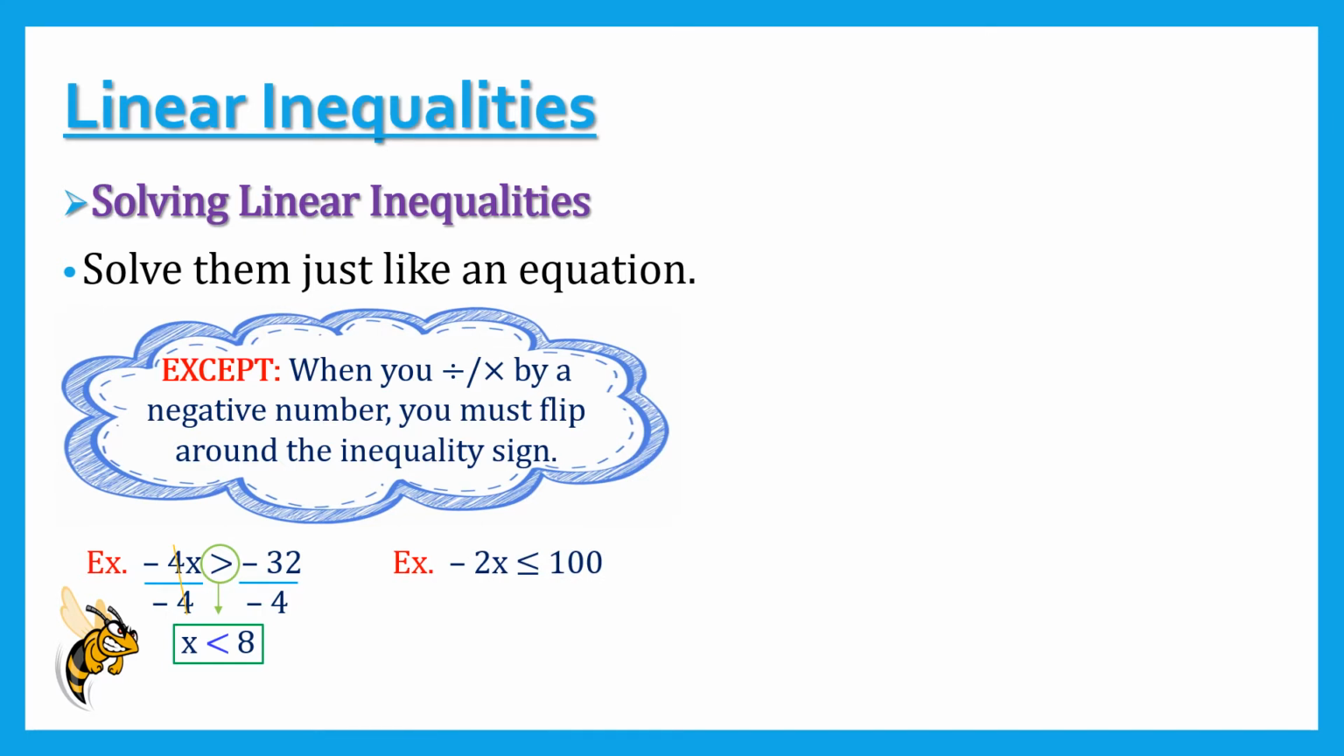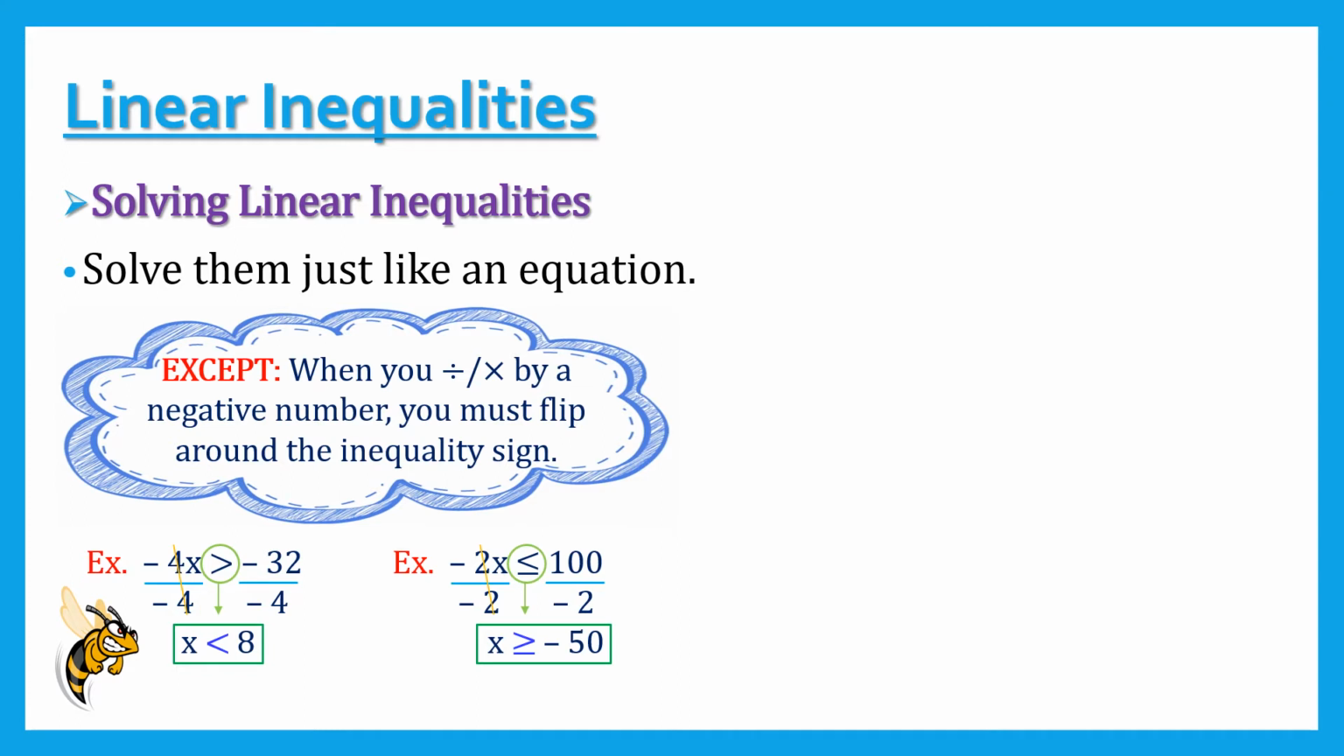Example, negative 2x is less than or equal to 100. If this was a normal equation, you would divide both sides by negative 2. And because I'm dividing by negative 2, if you take a good look, the inequality sign is turned in the opposite direction. I use two examples because I don't want you to think that the sign is turned in the opposite direction because the answer is positive or negative. No, it's because we divided by a negative number.